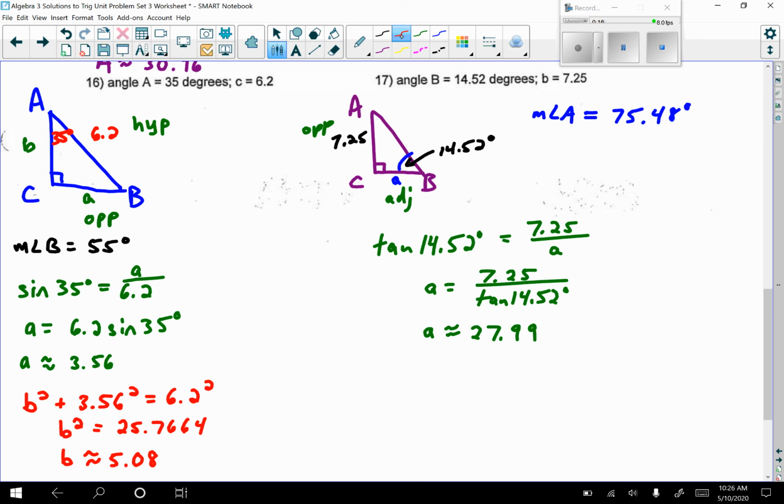And then finding our hypotenuse here, we'll just say C squared is going to equal 7.25 squared plus 27.99 squared, which, again, just leaving this as C squared for right now, totals 836.0026. Taking the square root of that, we get about 28.91.